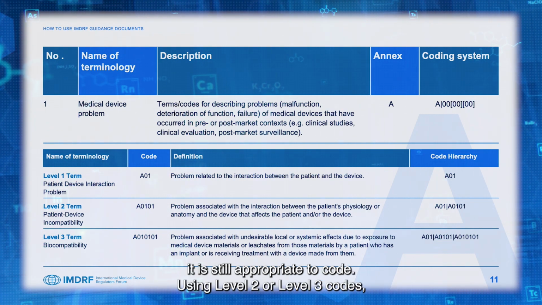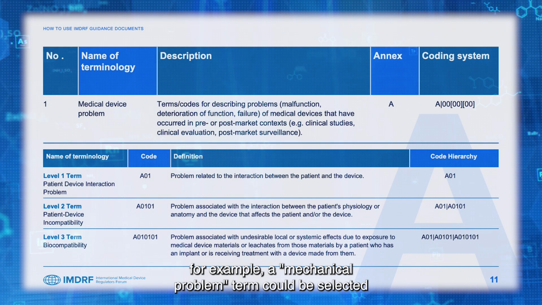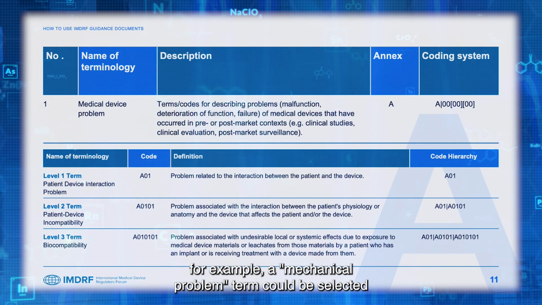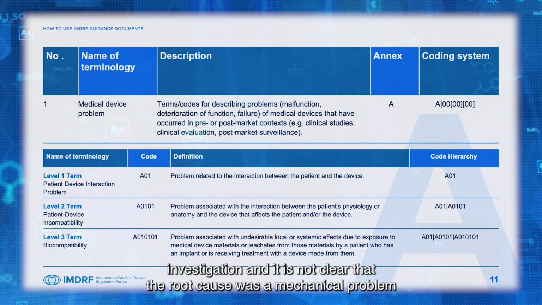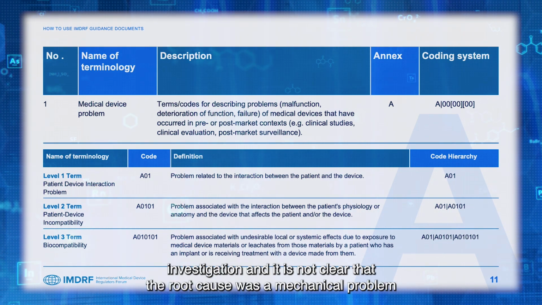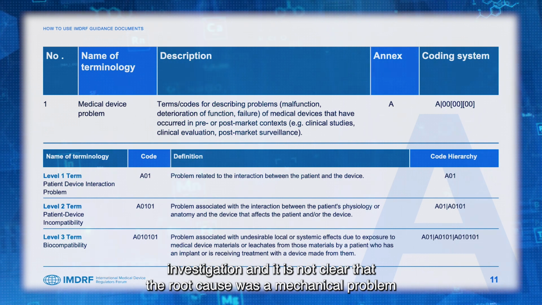Using Level 2 or Level 3 codes, for example, a mechanical problem term could be selected as a device problem, even if the device is still under investigation and it is not clear that the root cause was a mechanical problem.